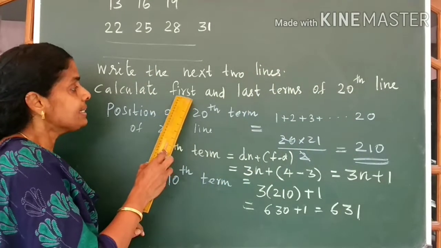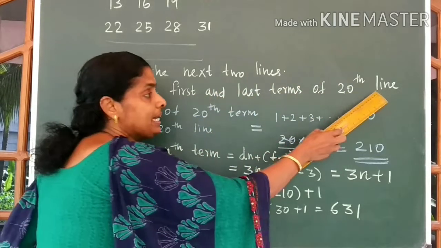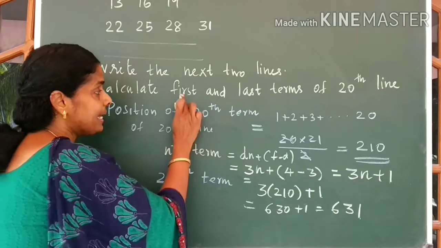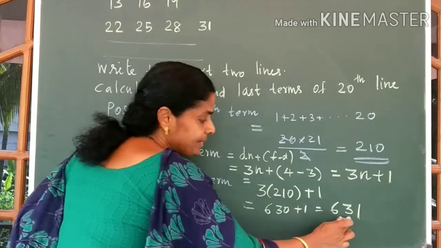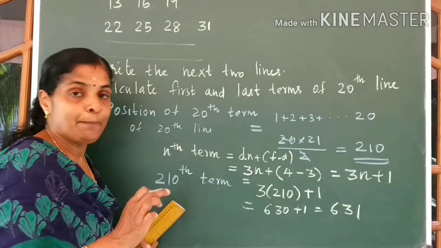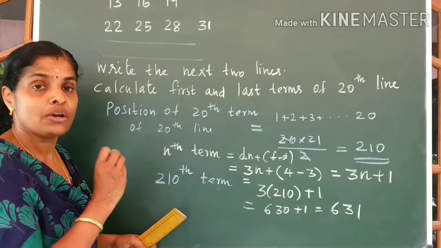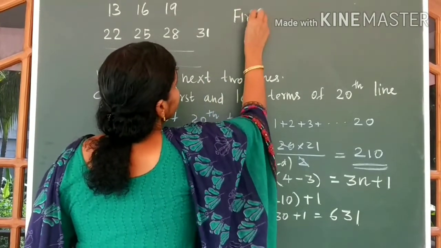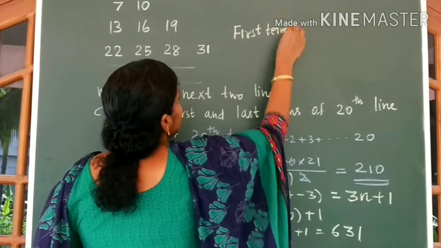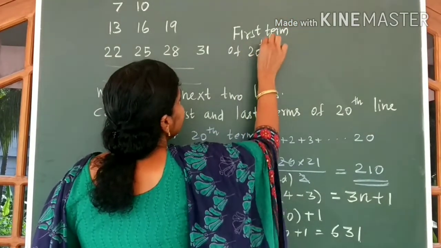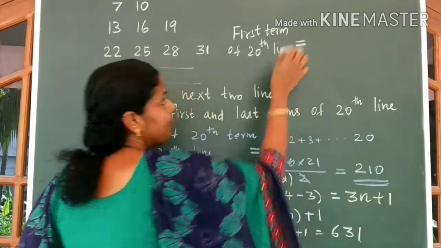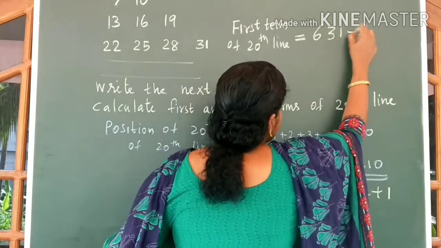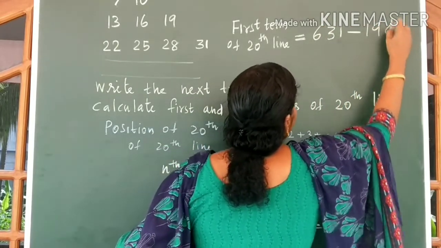Now we need the first term of the 20th line. So how do you get the first term of the 20th line? To get the first term, from this last term, you subtract 19 times common difference. Okay, let me write it. First term of 20th line is equal to the last term 631 minus 19 times common difference.